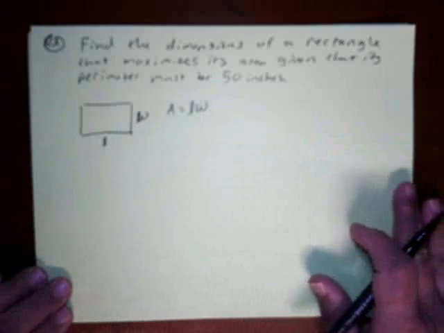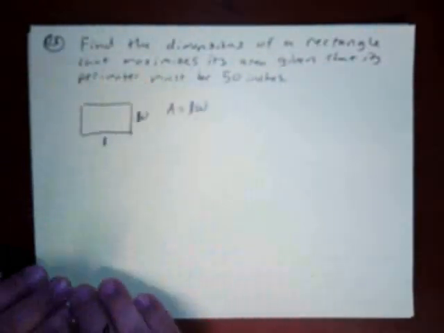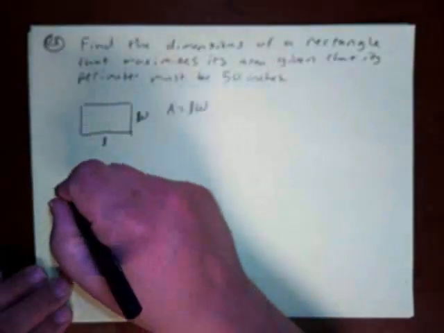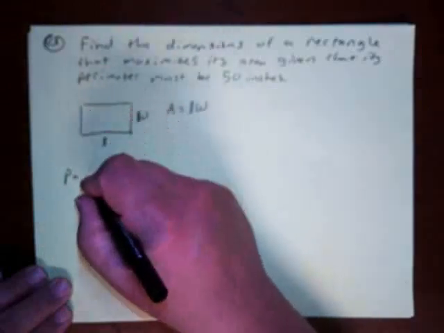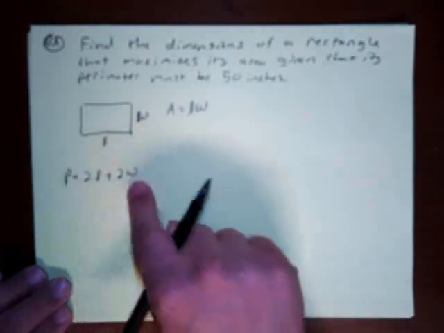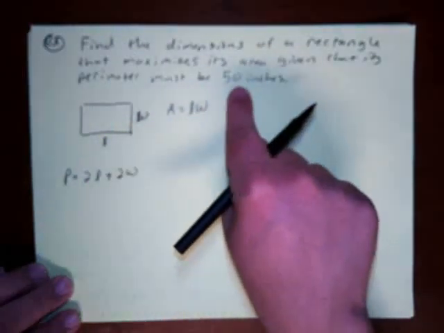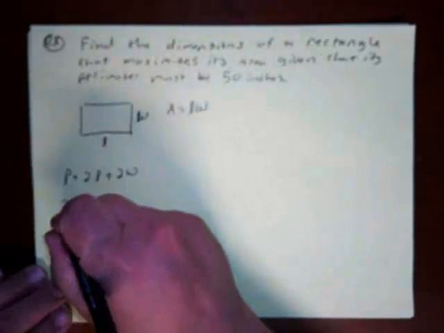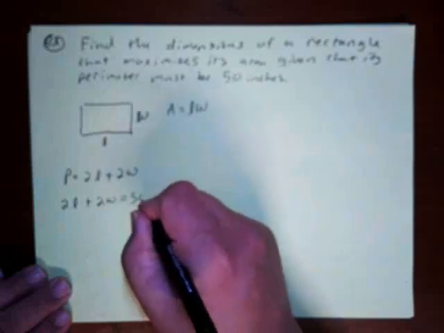Okay, so you wouldn't necessarily be able to maximize that, but we have a constraint here, and it tells us that the perimeter of the rectangle has to equal 50 inches. So the perimeter is just 2 times the length plus 2 times the width. And this perimeter is going to form a constraint on L and W because they have to be 50 inches. So I would have 2L plus 2W is equal to 50.